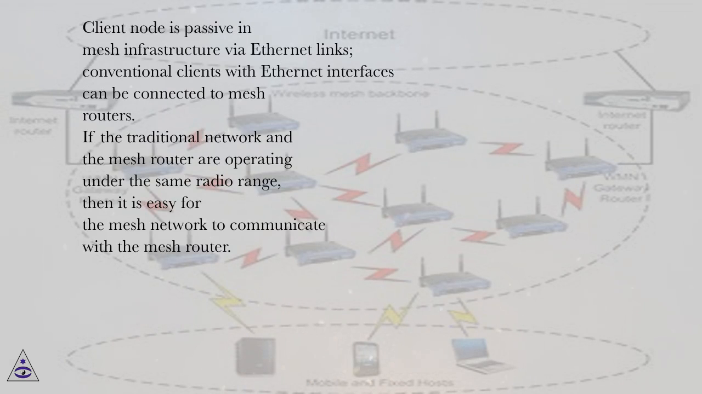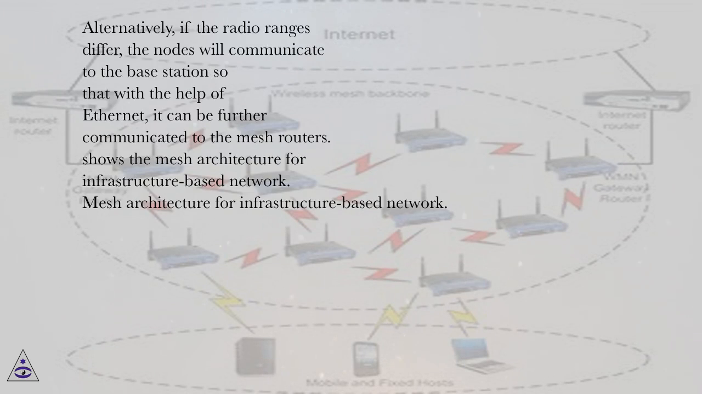Client node is passive in mesh infrastructure via Ethernet links. Conventional clients with Ethernet interfaces can be connected to mesh routers. If the traditional network and the mesh router are operating under the same radio range, then it is easy for the mesh network to communicate with the mesh router. Alternatively, if the radio ranges differ, the nodes will communicate to the base station so that with the help of Ethernet, it can be further communicated to the mesh routers.